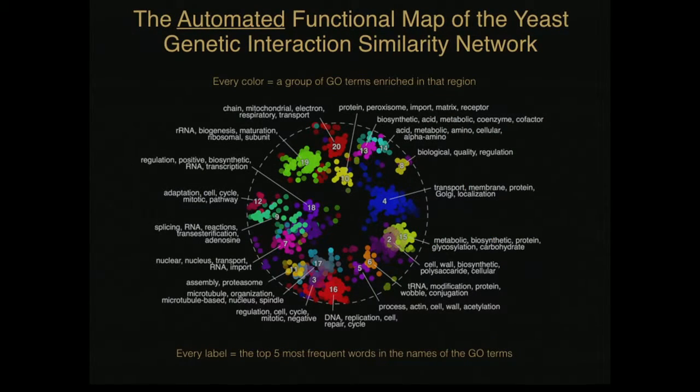Obviously, the one part that the machine is not very good at is actually telling you what the regions correspond to. Every region has a long list of Go terms associated with it. But if you just want to glance, it turns out if you take the Go term names and chop them into words, and then take the 5 words that come up most often, that's good enough. It's pretty rough, but let's say this group's 5 words are transport, membrane, protein, Golgi, localization. It's not perfect, but it's good enough to tell you what's going on.